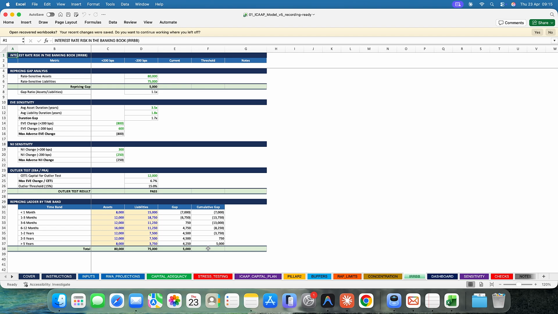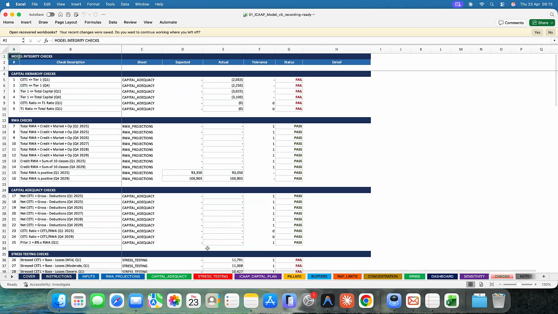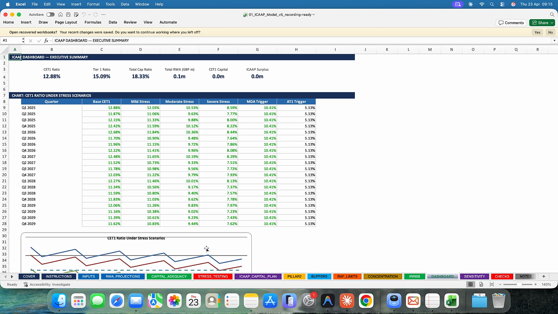And the integrity layer. Automated checks on every major calculation. Capital stack integrity, Pillar 1 at exactly 8% of RWA. No negative closing CET1. Ratios in the right order. Stress losses consistent with the balance sheet walk. If any check fails, the master cell goes red. If it's green, every number ties.